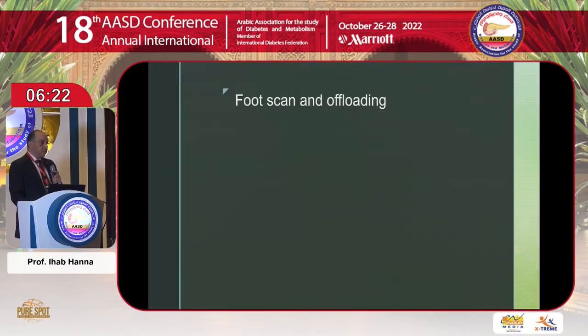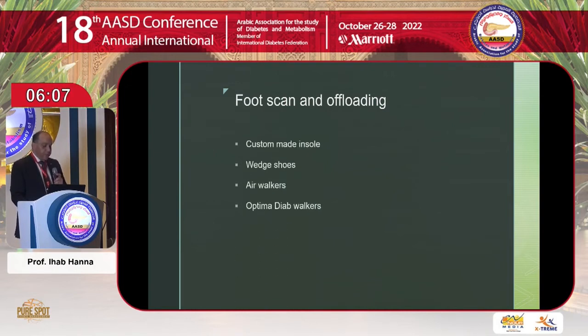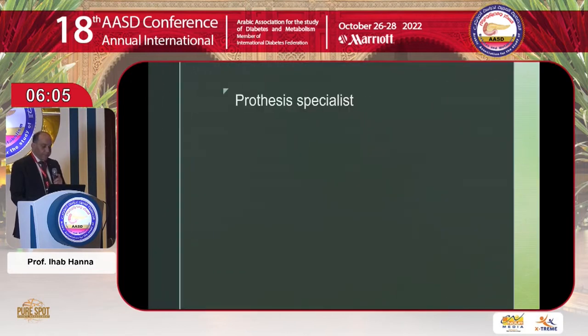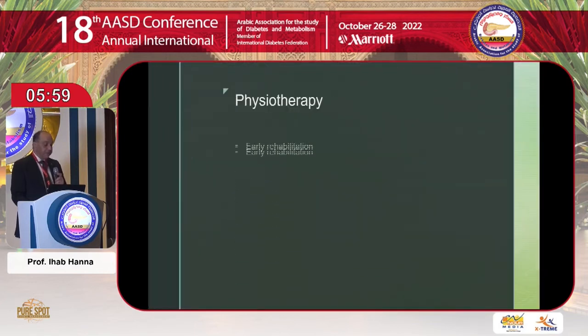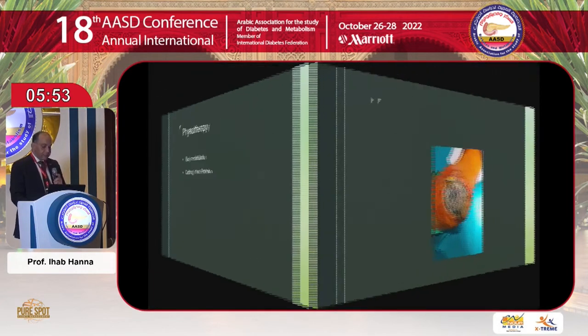Foot scan and offloading is considered a crucial part, especially in bone sagging, in Charcot foot, or bone prominences producing ulcers. This is to produce a custom-made insole or wedge insole, or advise the air walker or Optima Diab walker. A prosthesis specialist to appropriately choose the prosthesis, and physiotherapy comes at the end, but is very importantly enrolled for early rehabilitation and getting in the prosthesis.